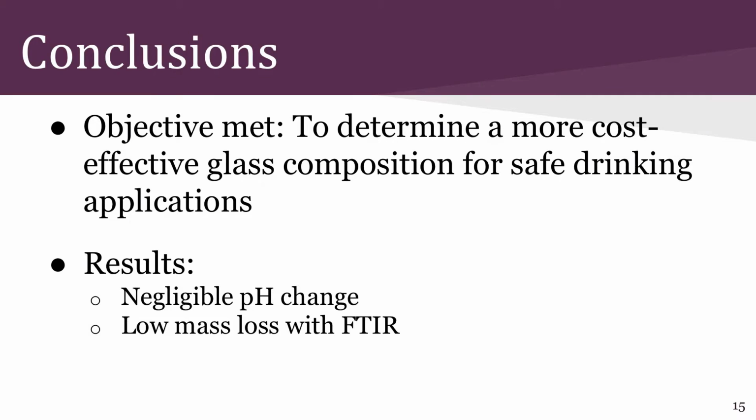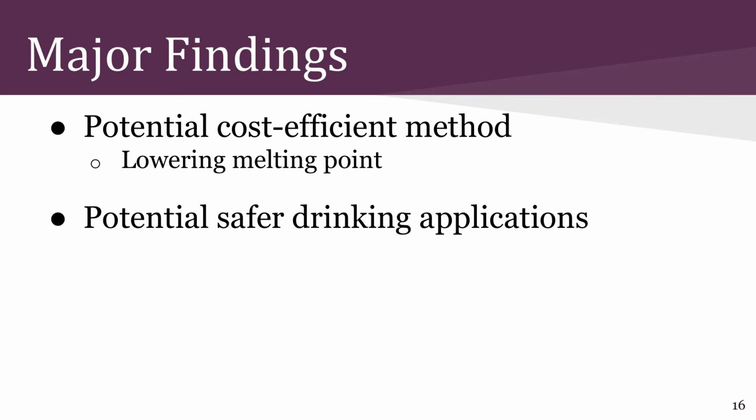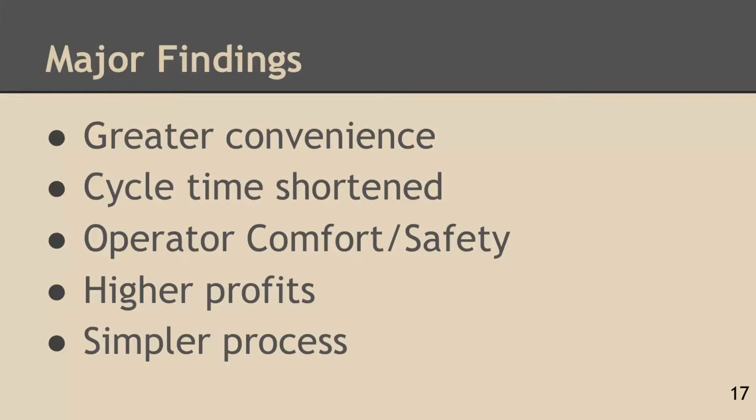Overall, we were able to meet our objective. We were able to lower the melting temperature from 1,675 degrees Celsius to 1,500 degrees Celsius and thus make a more cost-efficient glass. Also, our glass is more durable because both the mass loss and pH changes were negligible. With our experiment, we were able to determine that there is potential to create a more durable and cost-effective glass. We can do this by altering the industry standard glass compositions to fit what we want in our glass properties.